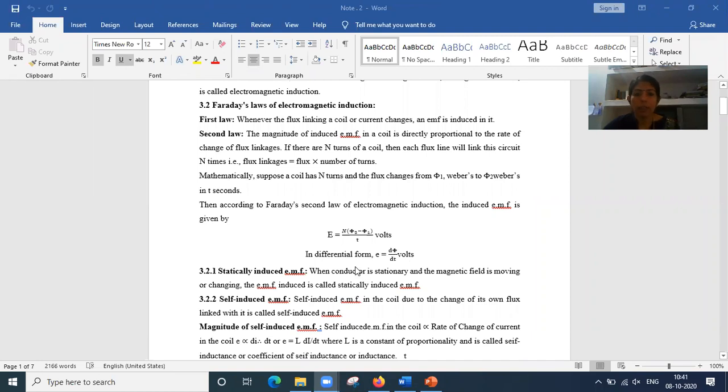That is, the induced EMF in differential form, E can be represented as d phi by dt, that is the rate of change of flux with respect to time. E is directly proportional to the rate of change of flux. Phi 2 represents the changed flux, and the initial flux is phi 1. So the difference between the final flux and initial flux with respect to time, into the number of turns, will give the induced EMF.